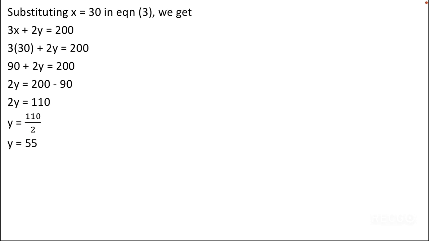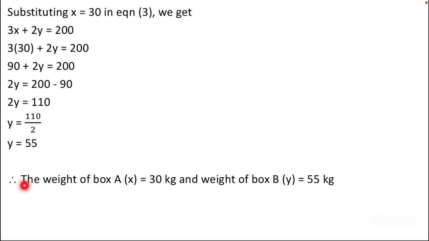And we are taking our x as the weight of box A and y as the weight of box B. So we will say that the weight of box A, that was x, is equal to 30 kg, and the weight of box B, which was y, is equal to 55 kg. So you have found the weight of box A and the weight of box B. Again you can substitute these two values in the previous equations and check whether your answer is correct or not. So let us move on to the next question, which is the last question of problem set 1.5.